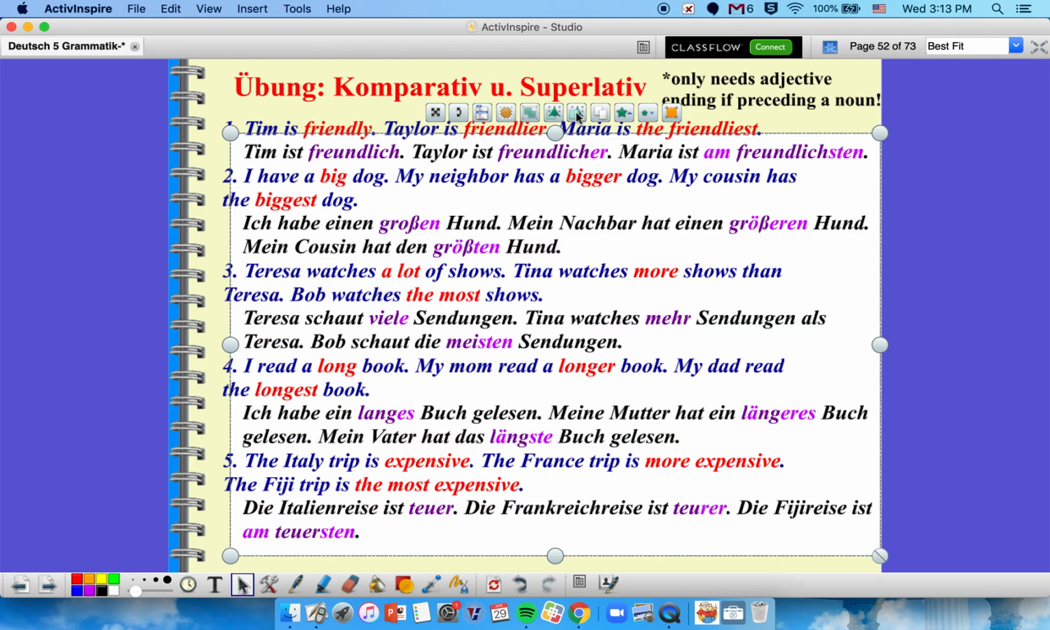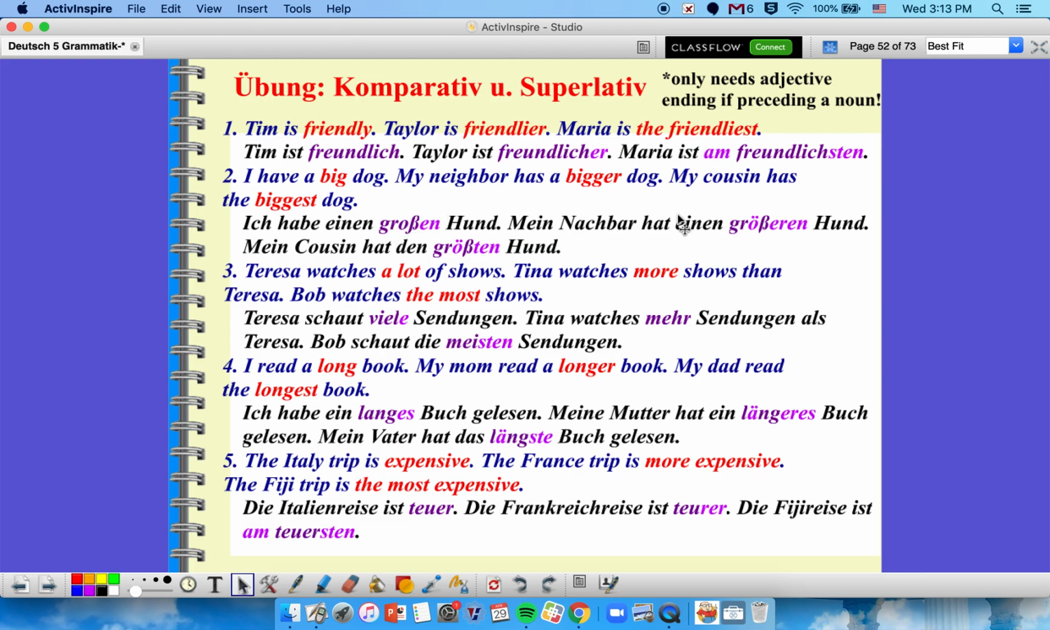All right, so here are our answers. So looking through these, friendly, freundlich, so friendlier, freundlicher. The friendliest, am freundlichsten, there's your superlative. With this Nummer 1, it was not in front of a noun, so we didn't have to worry about any adjective endings. Aber mit Nummer 2, we do have it in front or preceding a noun, so we do have to also have an adjective ending.